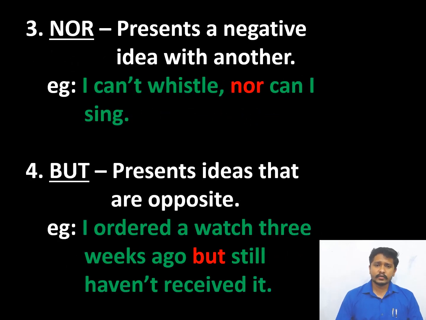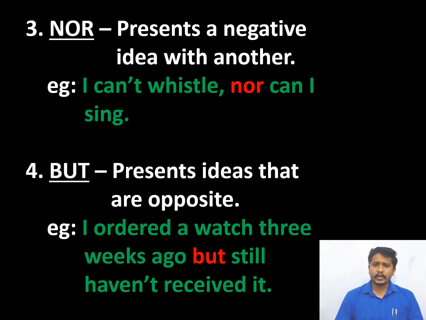Now let us come to the third one, nor. Nor presents a negative idea along with another. The usage of nor is to give a negative idea with another. For example, I can't whistle, nor can I sing. What is the conjunction here? Yes, absolutely, you are right. I can't whistle, nor can I sing. Here also I used a comma. I can't whistle, then I put a comma there. After that only I used the conjunction, nor can I sing.